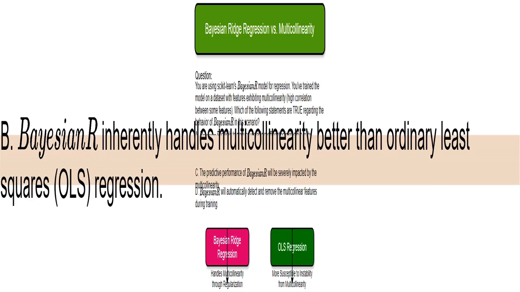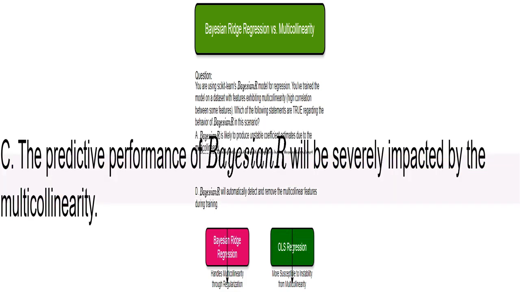The Bayesian approach uses prior information to regularize the model. Basically, it shrinks the coefficients towards zero. This makes the model less sensitive to the instability caused by multicollinearity. Incorrect. While the performance might decrease, it won't be severely affected. Compared to OLS regression, Bayesian-Ridge handles multicollinearity better, so the negative impact on predictions is generally smaller.